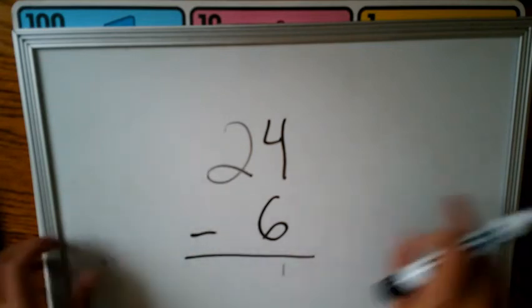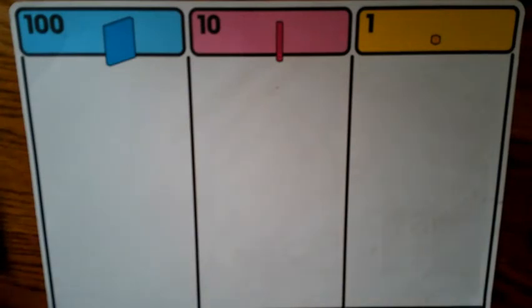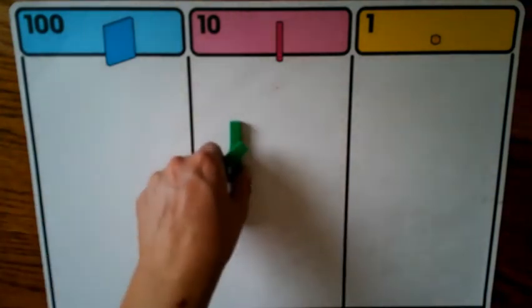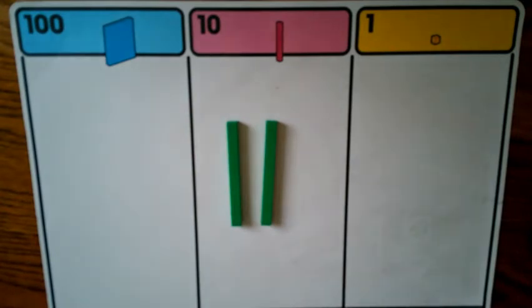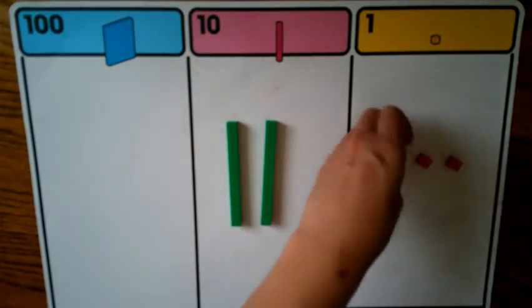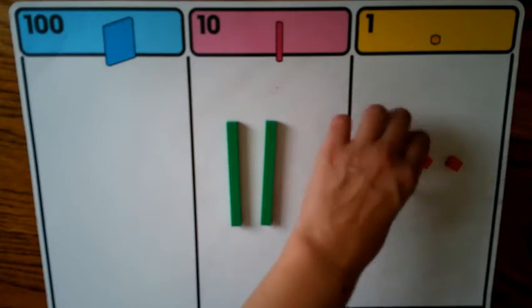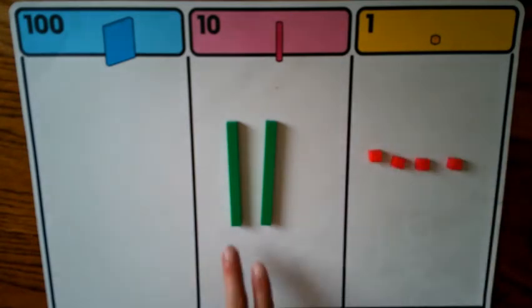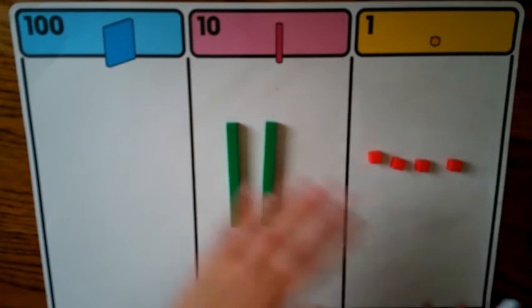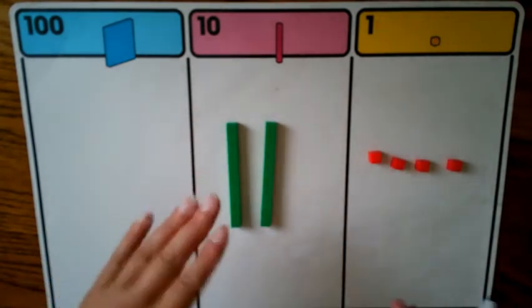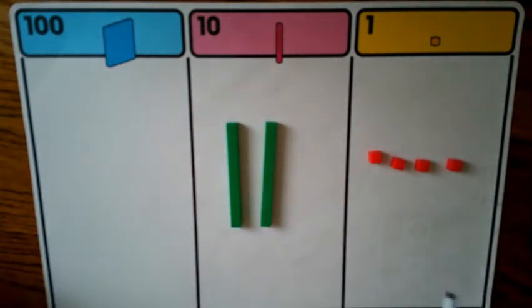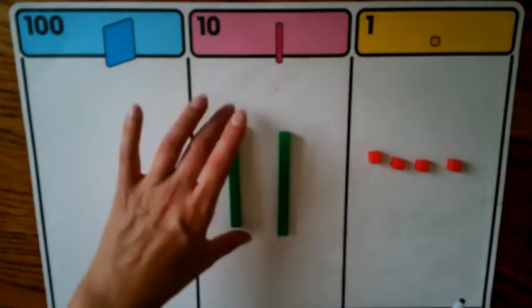So let's go right to our place value chart. And let's build the number 24. We need 2 tens and 4 ones. Nice job, boys and girls. Excellent. 2 tens and 4 ones creates the number 24 out of base 10 blocks. This is perfect. I bet it looks perfect at home too.